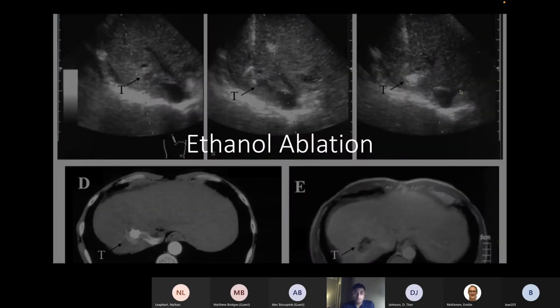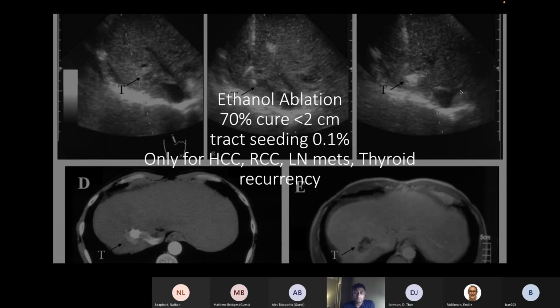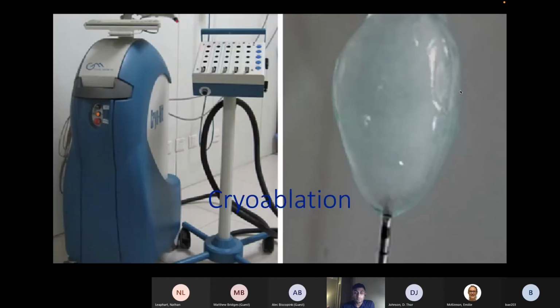So ablation, we talked a little bit about that. We can do ethanol ablation. It's really, really helpful with HCC. You can do it in dangerous locations in the liver without causing much trouble. You don't compromise their liver function much as long as you're a little bit careful about not getting it into the hepatic veins. And, you know, it's a 70% cure if the tumor is less than 2 centimeters and has very, very low risk of tract seeding, although there are only certain tumors for which it's useful.